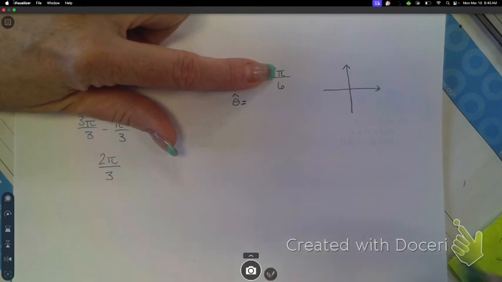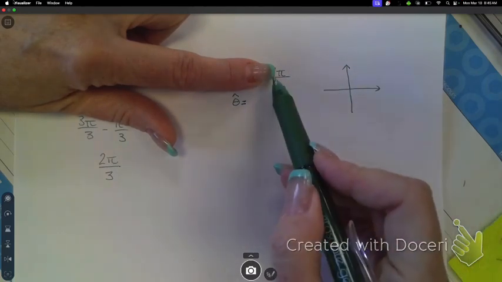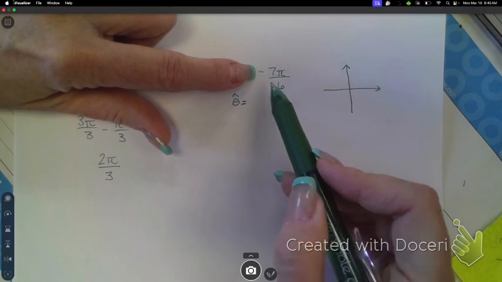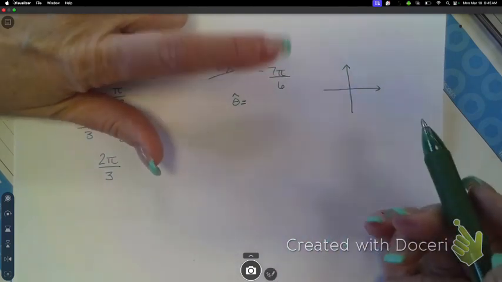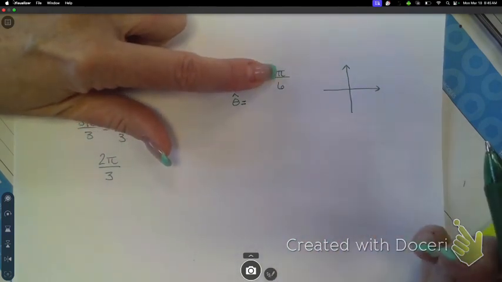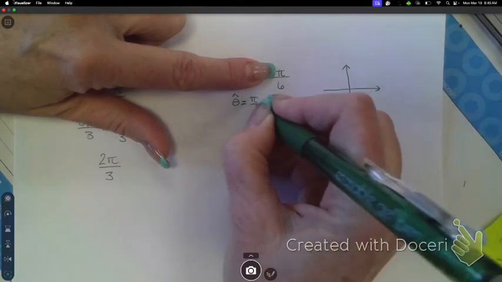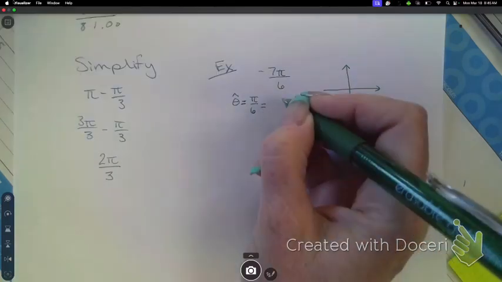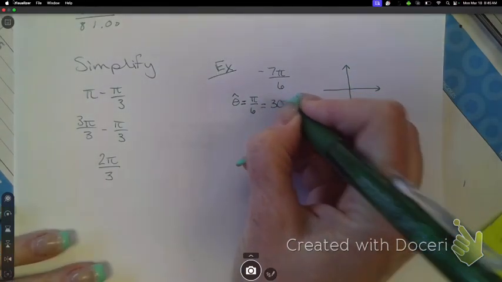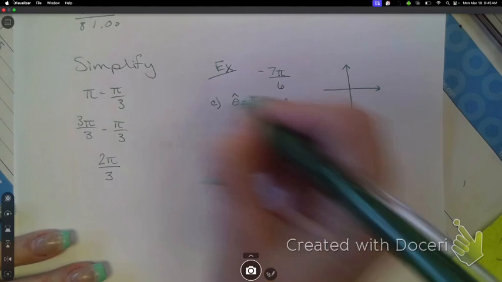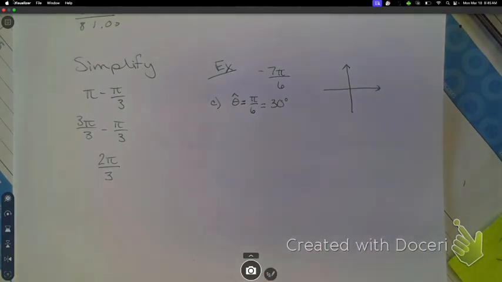When we did our circle, did we not just do the numerator, one more, one less? So what is my reference angle? Pi over 6 in radians, which is, Emma, 30 degrees. So that was C, reference angle in both radians and degrees.